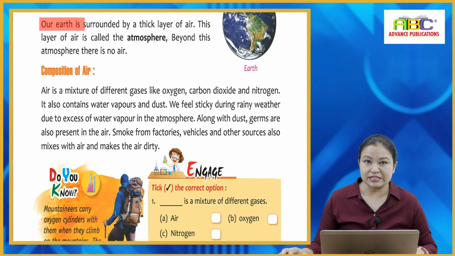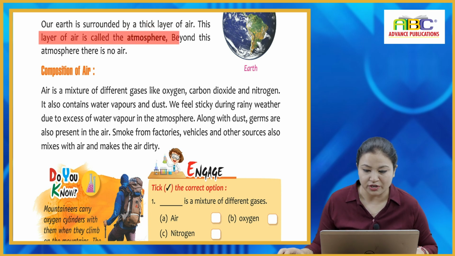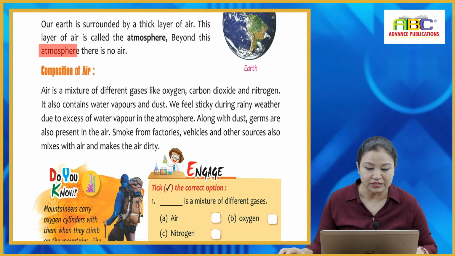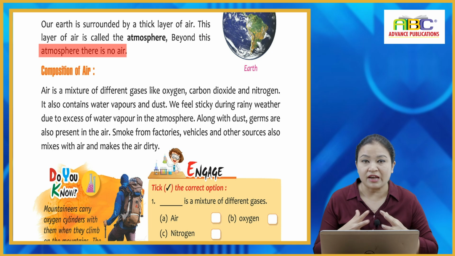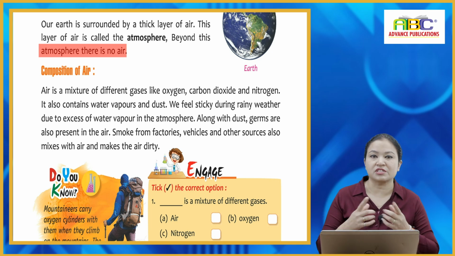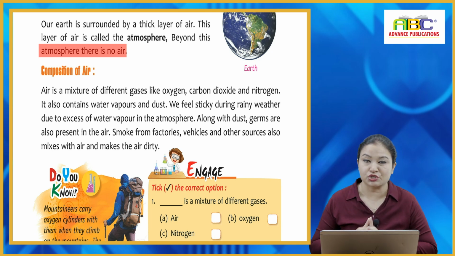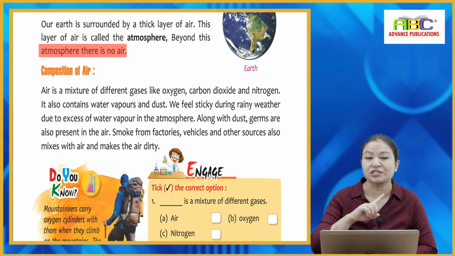Air. Our earth is surrounded by a thick layer of air. This layer of air is called the atmosphere. Beyond this atmosphere, there is no air. So what is air? If you see, air is everywhere. Our earth is surrounded by the air, which is called the atmosphere, and beyond this atmosphere there is no air in space.